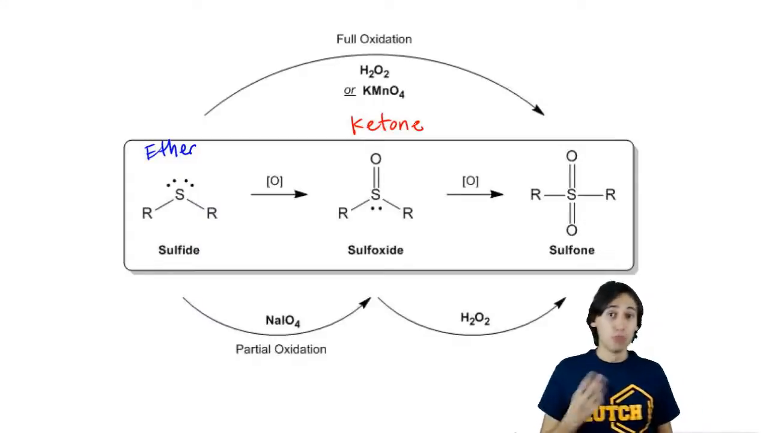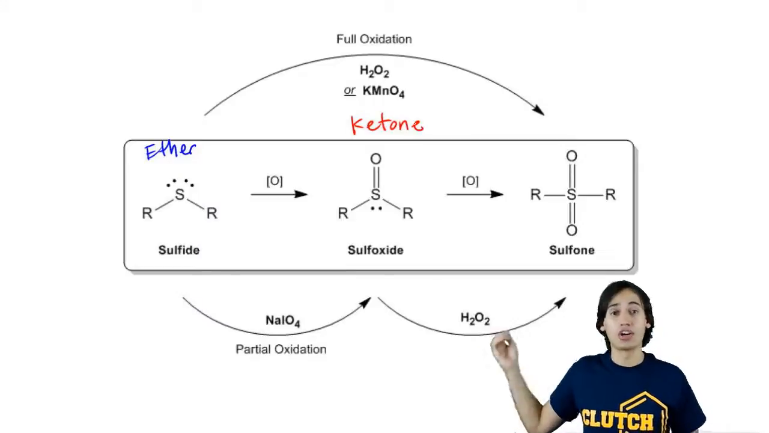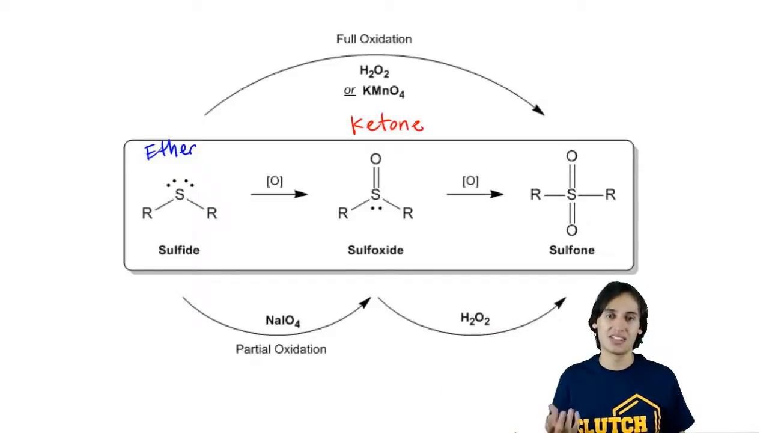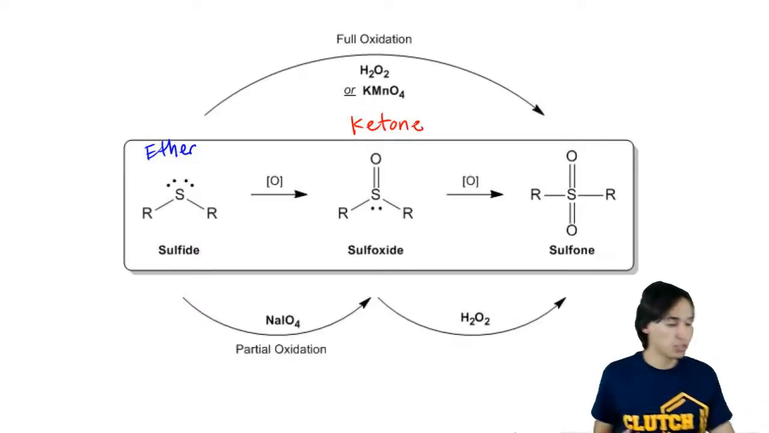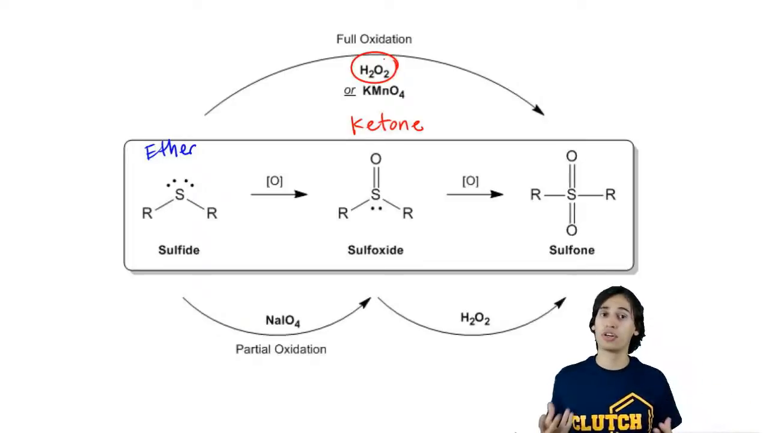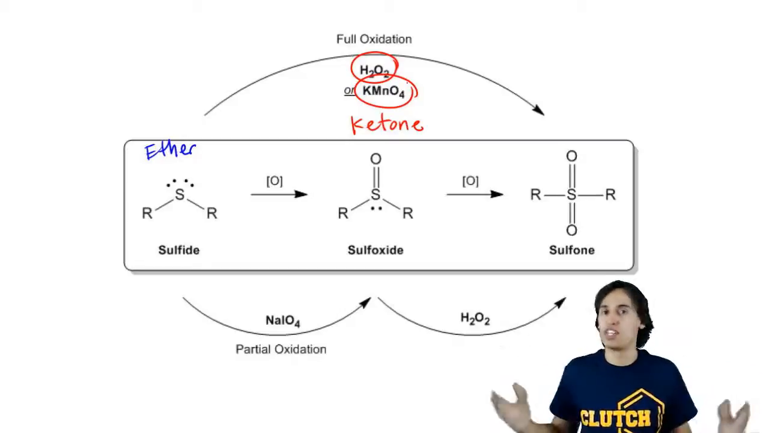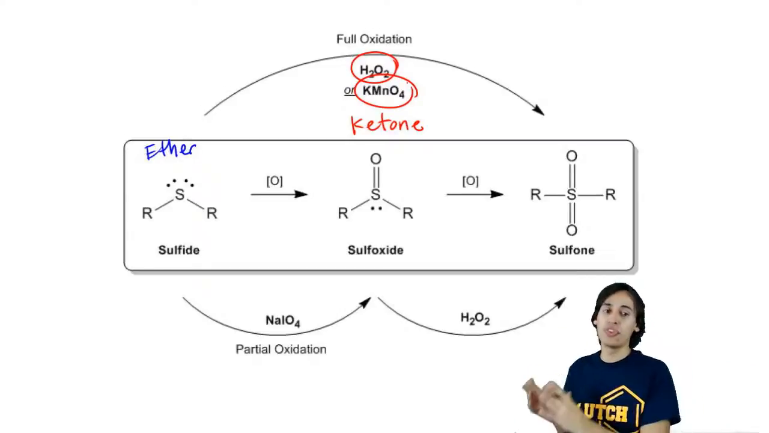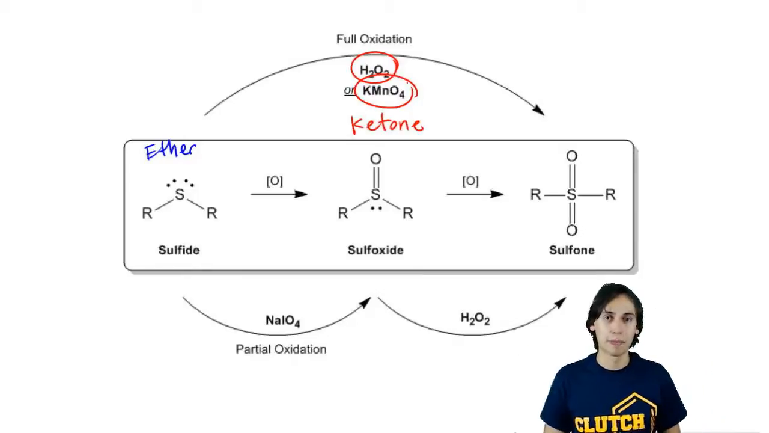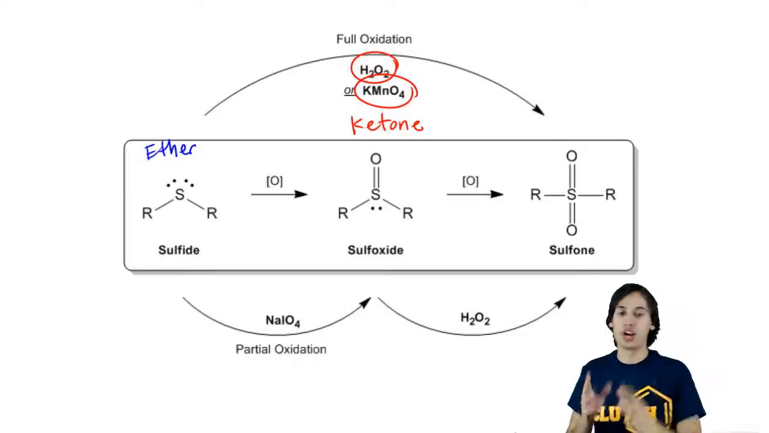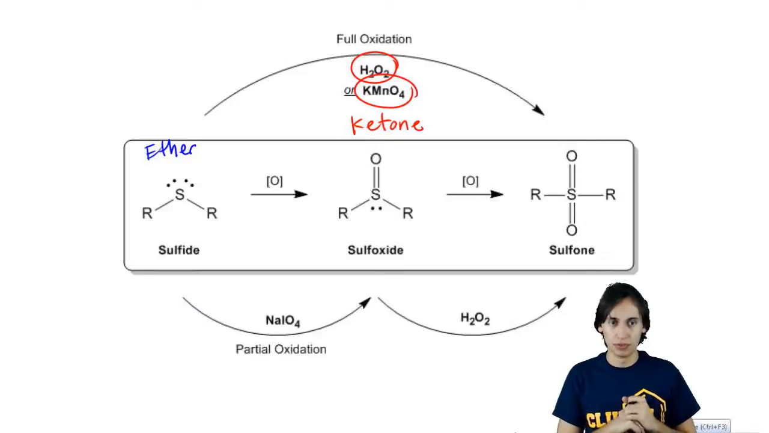So now how do we go from one to the other? Well, it turns out that most oxidizing agents are actually going to go all the way to the sulfone. Because like I said, are sulfides easy to oxidize? Yes. So almost all oxidizing agents will take it all the way to the sulfone. Usually we're talking about hydrogen peroxide, a pretty strong oxidizing agent. Also KMnO4, that famous oxidizing agent we use for a ton of things. Both of them are going to be able to take a sulfide directly to the sulfone without stopping in the middle. But what if I really want to stop, I really want to just oxidize it to a sulfoxide and not get the sulfone?